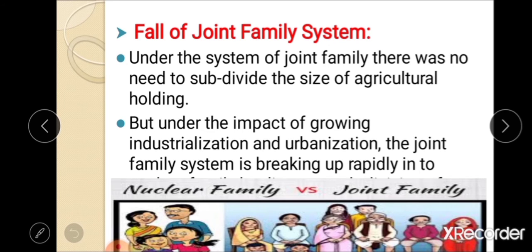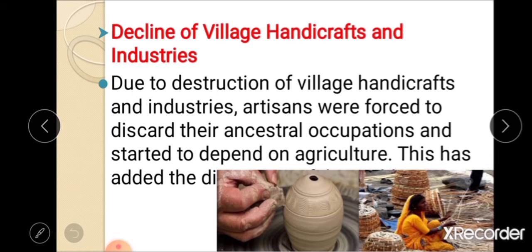After joint family, next one is decline in village handicrafts and industry. So due to the destruction of village handicrafts and industry, the artisans were forced to discard their ancestral occupation and they started to depend on agriculture, and this leads to fragmentation and subdivision of land holding.